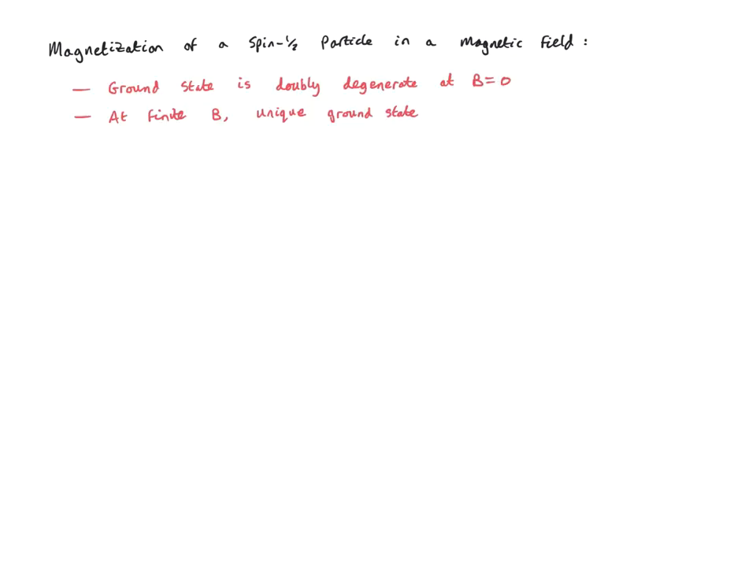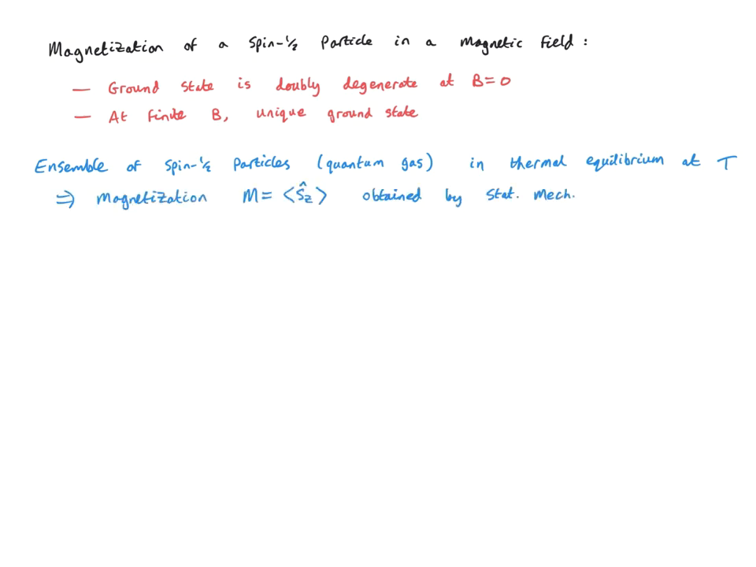At B equals 0, we have a doubly degenerate ground state. However, at finite magnetic field B, we have a unique ground state. The system becomes spin polarized. Let's now consider an ensemble of spin-half particles, a quantum gas basically, in thermal equilibrium at a temperature T. We can consider the magnetization, which will be simply the expectation value of the Sz operator for our particle, and we could obtain this using the machinery of statistical mechanics.